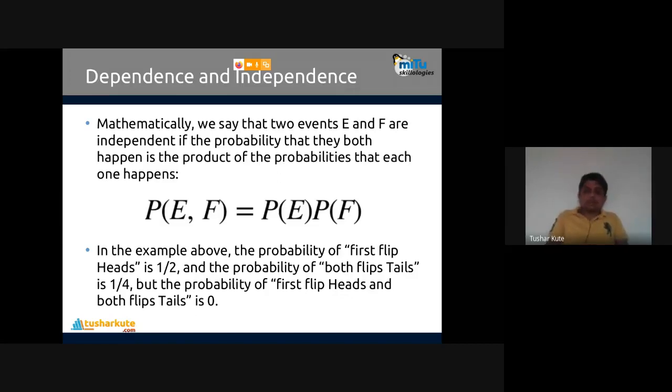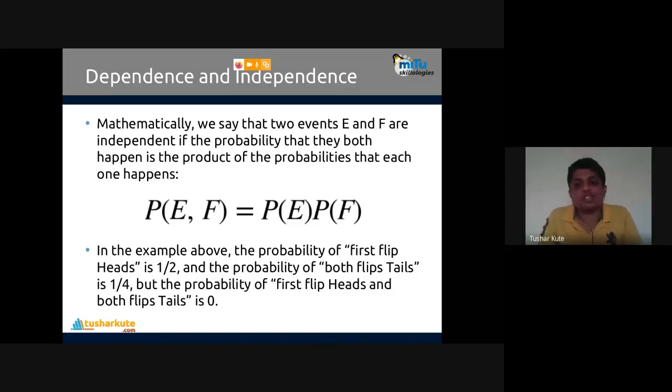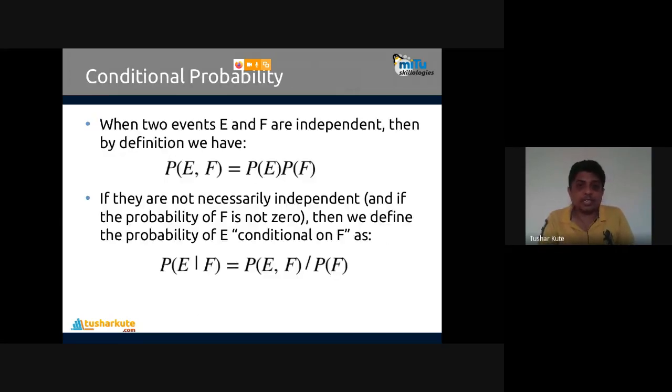In the example above, the probability of the first flip being heads is 1 by 2. Correct, because two possibilities are there, and it's 50% possible that heads will be there and 50% tails. And the probability of both flips being tails is 1 by 4, because there are four outcomes. That's it, 1 by 4. But the probability of the first flip being heads and both flips being tails is 0. One is dependence and another is independence. Their probability is 0. That is what we call the dependencies presented here.